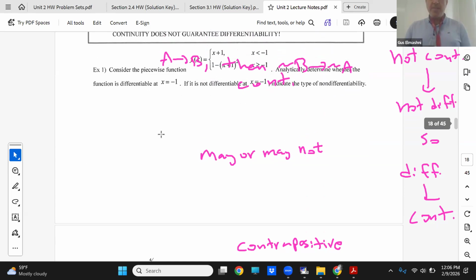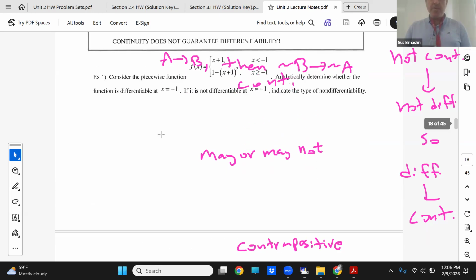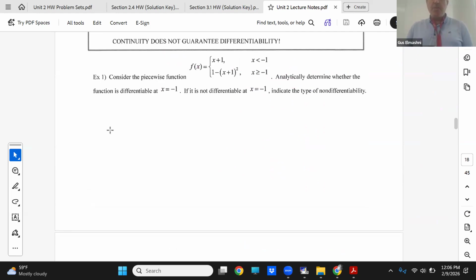So this will be our last example for today. I'm not going to do example 2 because I want to do that when we do shortcut rules. So consider the piecewise function. Determine if it's differentiable. Okay. So first of all, check for continuity. You want to check for continuity.